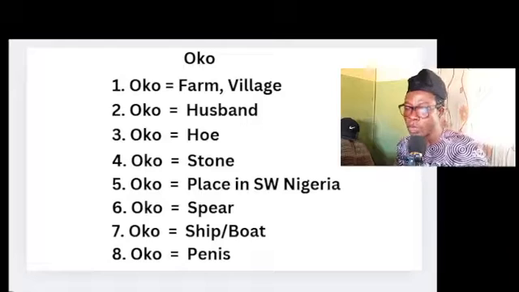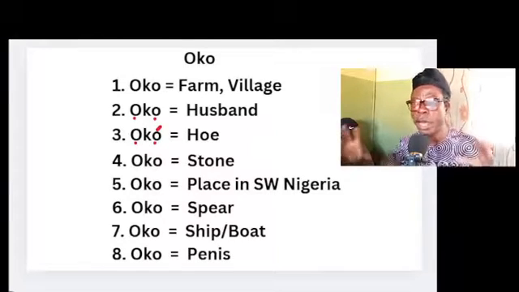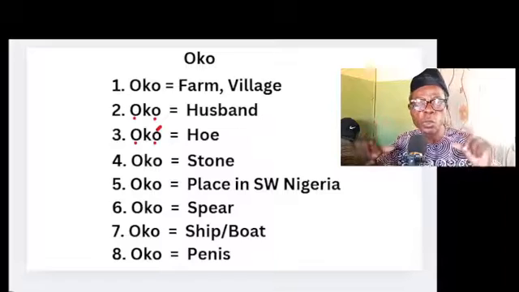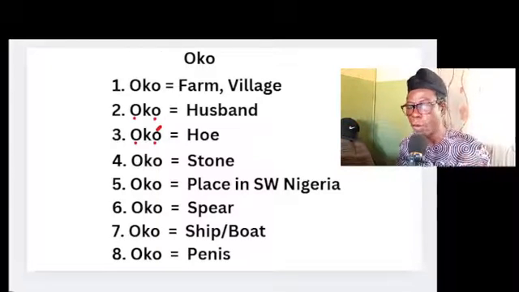You're not exposed. You're not refined. That's what it means. Let's go on to the next one, which is oko, husband. I put this here and this here. That is husband. The third one is hoe, ọkọ. So we're going to put this here. Those who work in the farm setting, they understand what we mean by hoe.